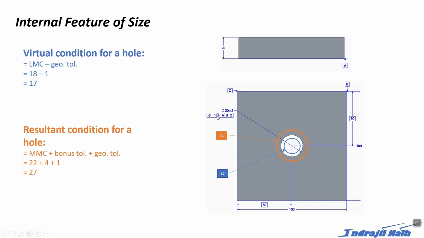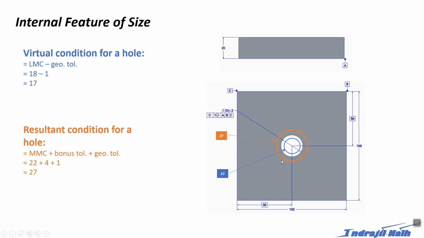Since maximum material condition is specified, there will be a virtual condition and a resultant condition. For the virtual condition, I take the smallest size of the hole, which is the maximum material condition. So I'll take 18, which is 20 minus 2. I take the smallest hole, 18, minus the geometrical tolerance, which is the position tolerance of 1. If I subtract that, I get a value of 17.